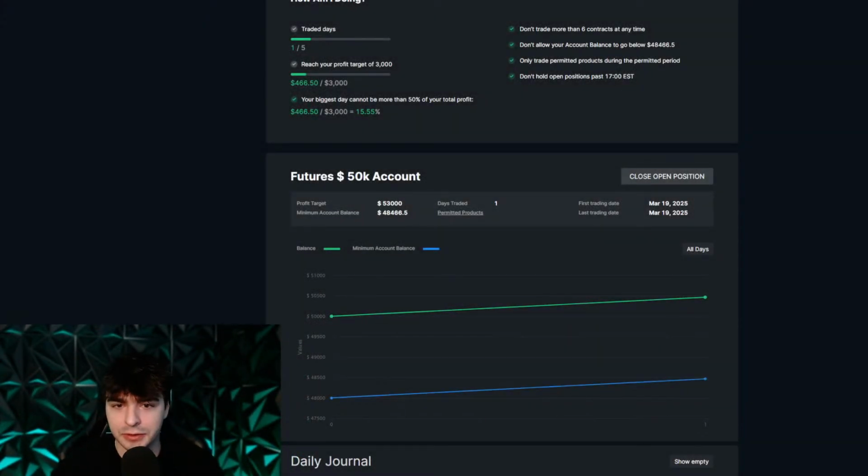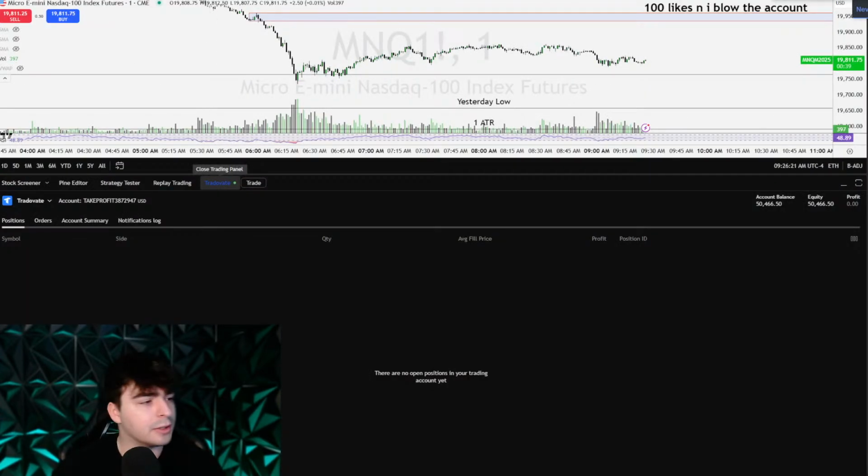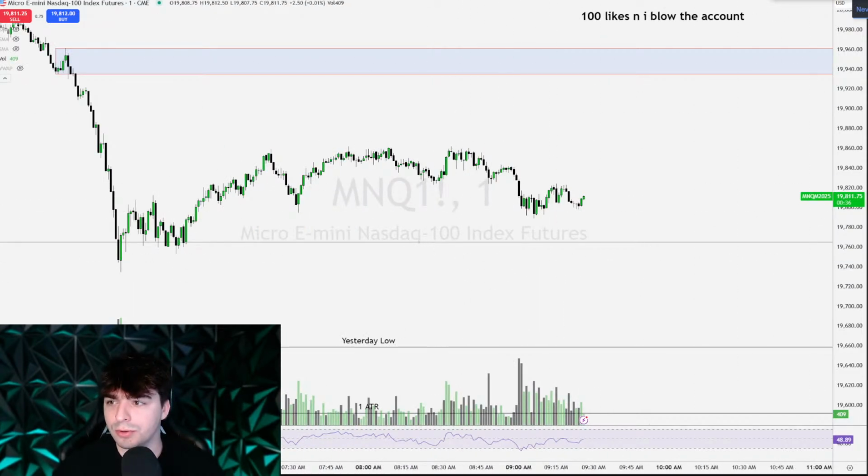So here are my Take Profit Trader stats so far. Yesterday we had a $466 day. You can see that I'm still within the consistency rule. Okay, we were confused about that a little bit last night, or yesterday afternoon. And now my balance that I can't go under is 48,466. We're currently at 50,466, so $2,000, right? So yeah, looking good. Days traded is only one, so maybe we'll blow the whole thing today. Hopefully not. We are now signed in and ready to roll.